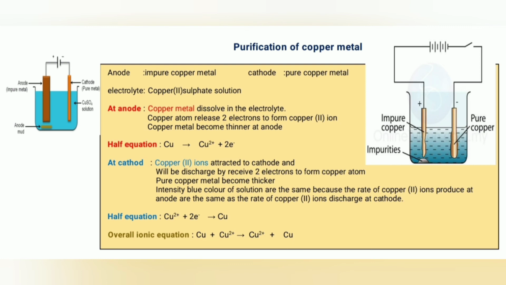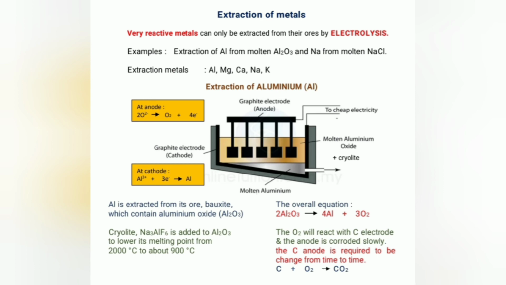Purification of metals. Metals extracted from their ores may contain other metals as impurities. Electrolysis can be used to purify these metals. In the purification of metals, the impure metal is used as the anode and the pure metal is used as the cathode. The electrolyte used is an aqueous salt solution of the metal. Very reactive metals can only be extracted from their ores by electrolysis.